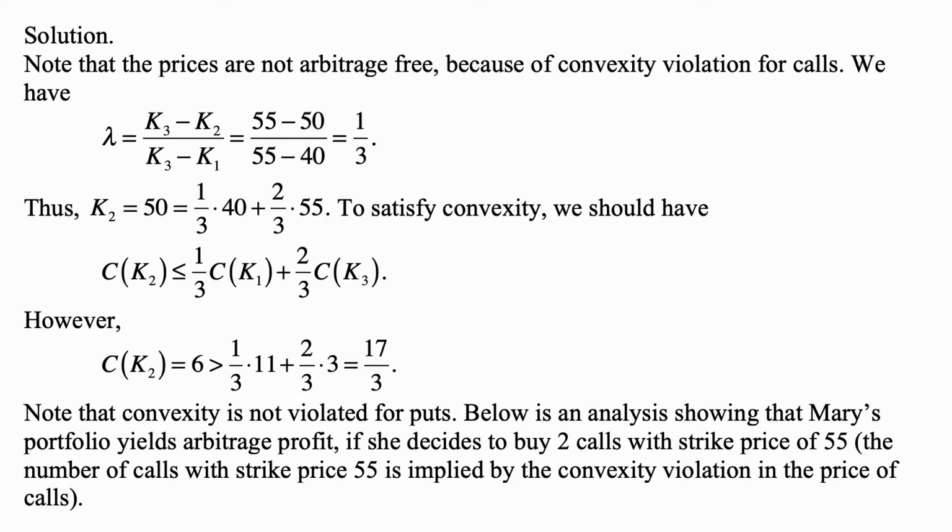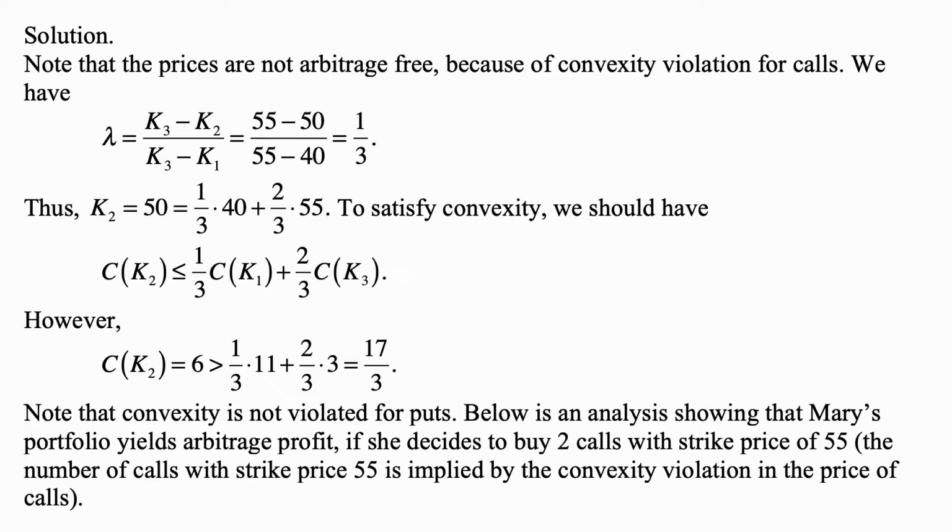And here's the solution. Note that the prices are not arbitrage-free because of convexity violation for calls. Specifically, let's take lambda to be (K3 minus K2) over (K3 minus K1). That's (55 minus 50) over (55 minus 40). It's 1/3. So the distance from 50 to 55 is 1/3 of the way from 40 to 55. And K2, which is 50, is 1/3 times 40 plus 2/3 times 55.